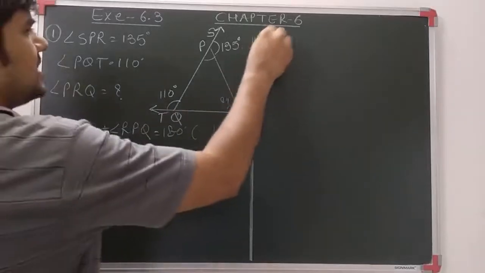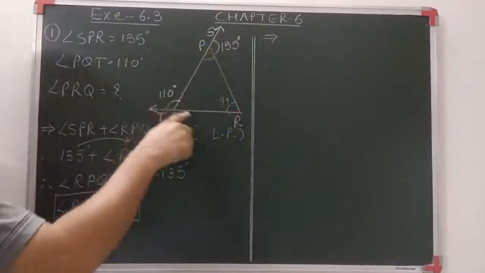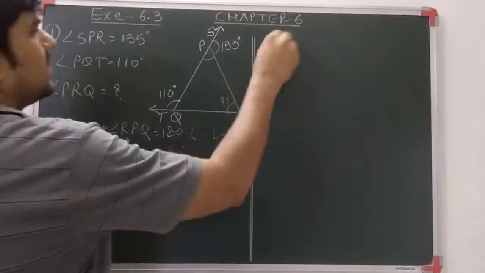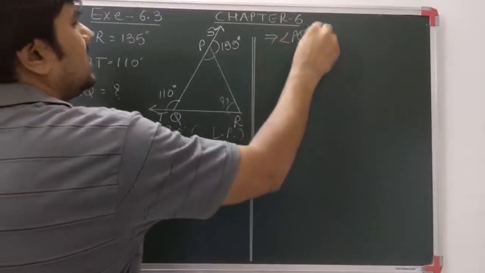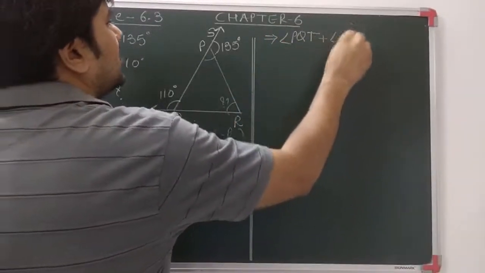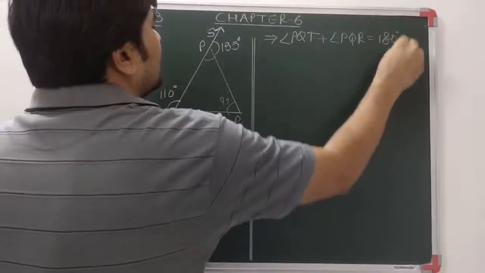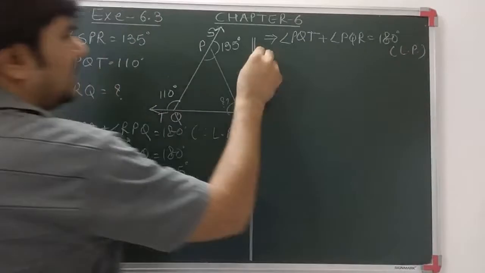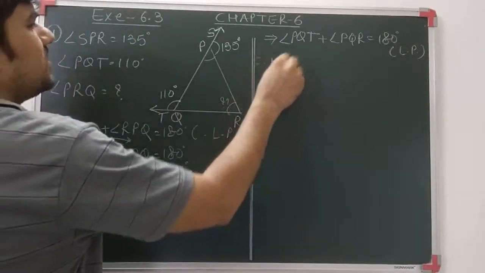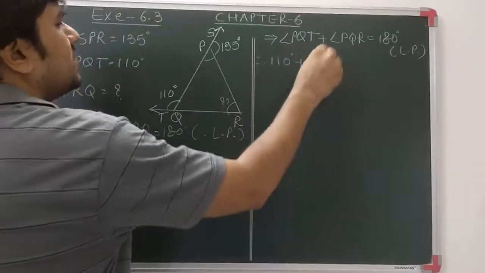Now again in the same way, you can see that PQT and PQR form a linear pair. So the sum is 180. Let us substitute this value. It is 110 plus PQR.